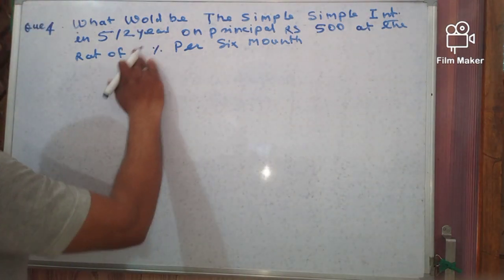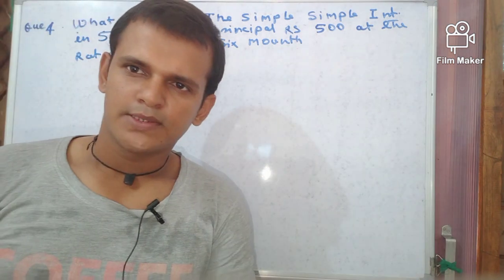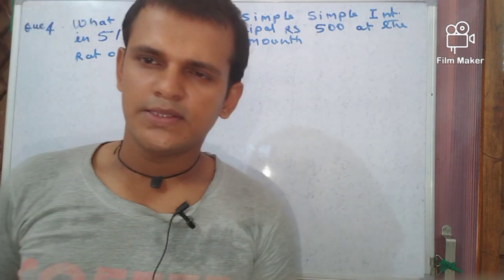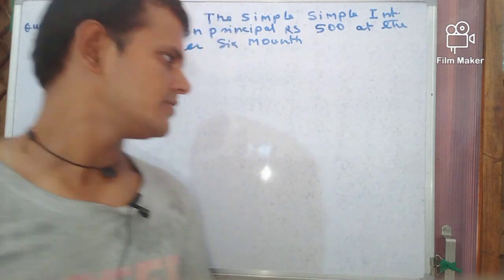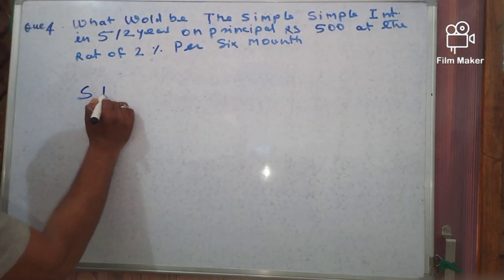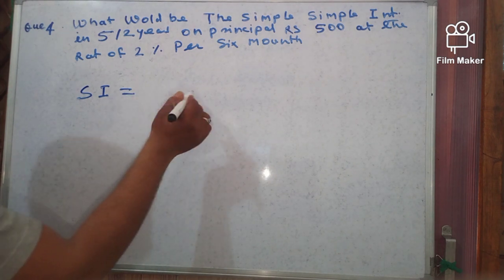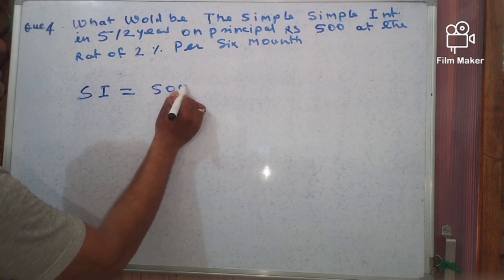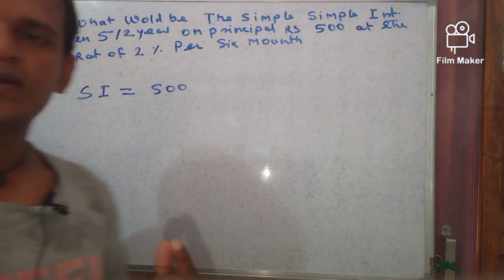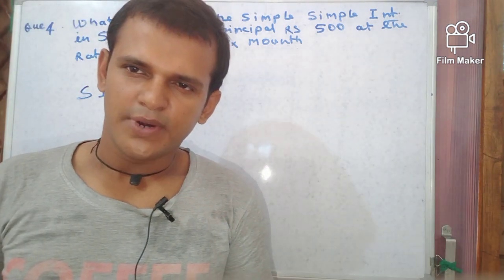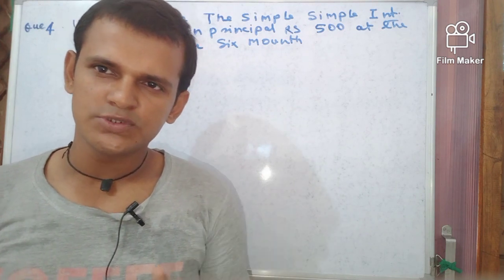So solve it. This is not difficult. We need only the simple interest. Okay, what is simple interest? Simple interest is equal to P into R into T by 100. So substitute our values. Simple interest is equal to P. Principal is 500 into rate of interest. Rate of interest is given as 2% per 6 months. In 1 year there are two 6-month periods.